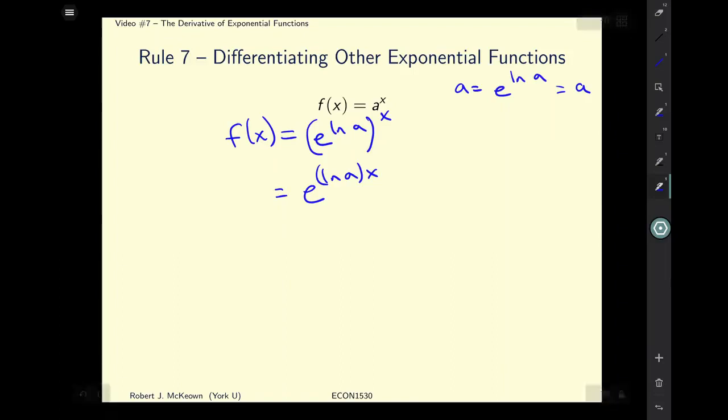And if I take the derivative of this thing, right, what do we get? Well, we apply that natural exponent derivative rule that we already learned, and we get that.